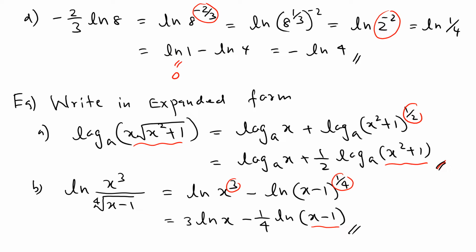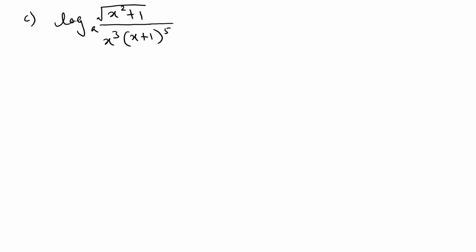So let's do maybe one more, a little more complicated one. So how about this one? Let's say we have log to any base a of the square root of x squared plus 1, divided by x cubed times x plus 1 to the 5th power. Again, you don't need parentheses here, because this is one fraction. When you have multiplication, then only do you need that.